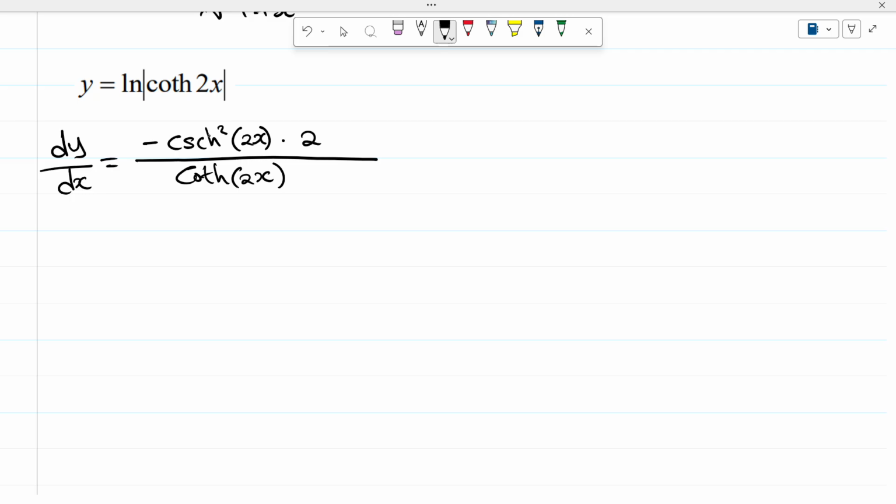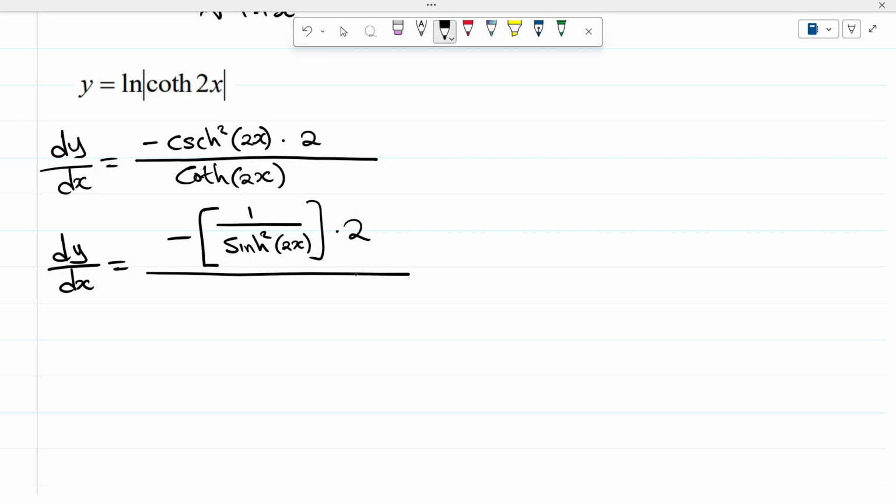But then we can simplify this, right? So dy/dx will then equal negative... We can change hyperbolic cosech squared to its reciprocal, which is going to be 1 over hyperbolic sine squared of 2x, multiplied by that 2 which was there, and then divided by the hyperbolic cosh. We can change that to its reciprocal as well.